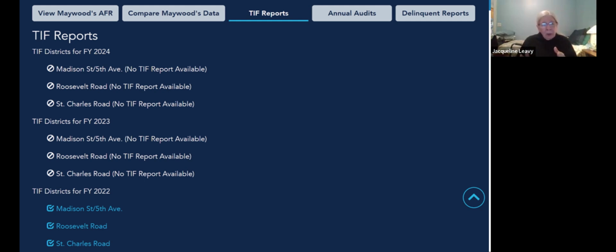And one of them I know has been expanded. Well, actually, they go back to the late 90s. So they're already beyond 23 years. Madison Street and Fifth Avenue, they had to expand the boundaries of it and got another time extension that way by making the TIF district larger.